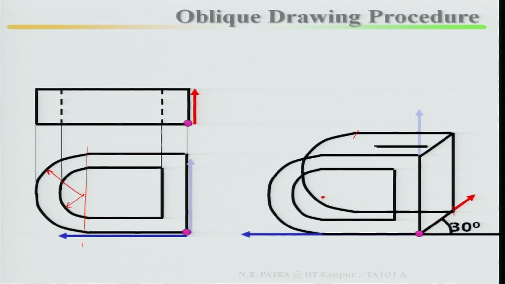Then draw the inner and outer circle, then join it by means of a tangent, then finish your drawing. Is it going to show all the views? No, some part you have to erase.